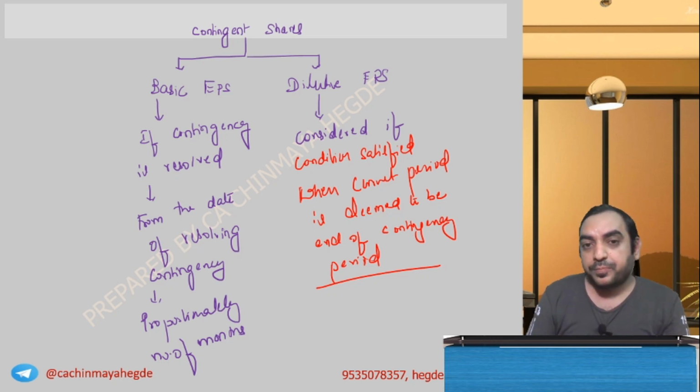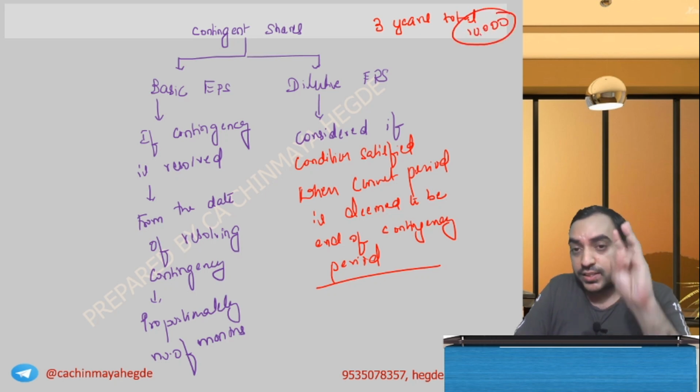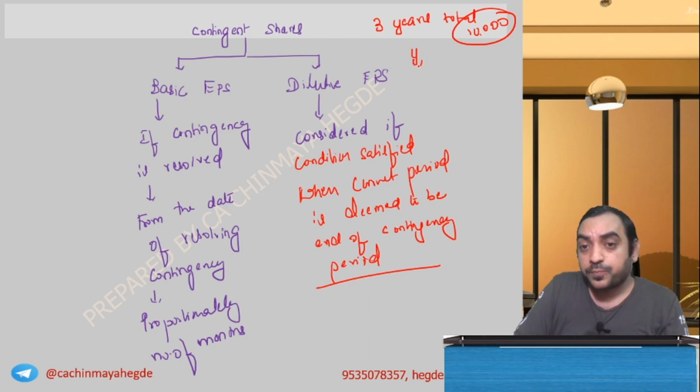Let me give an example. The condition for issuing shares is that the company should make a total profit of, let's say, 10,000 rupees. Cumulative profit in 3 years should be 10,000 rupees. In year 1, they made a profit of 4,000. So in year 1 you have not cumulatively reached 10,000, so it is not there. In year 2, you made a profit of 8,000. So what did the cumulative profit become? 12,000. You crossed 10,000. So this will be part of dilutive EPS.